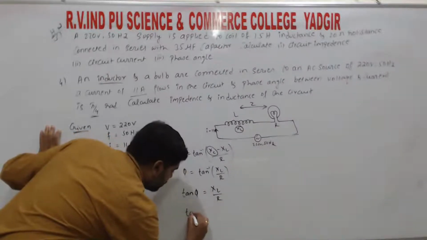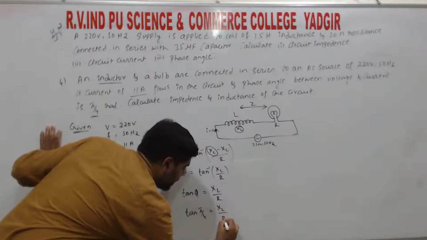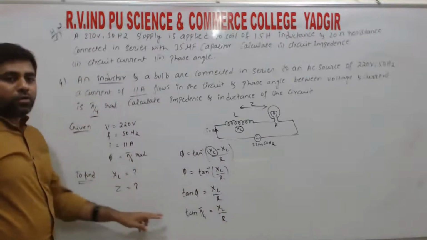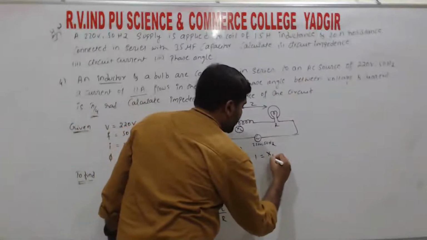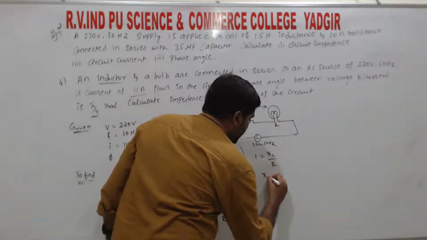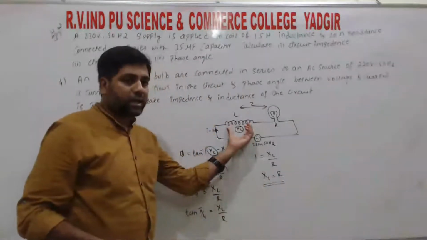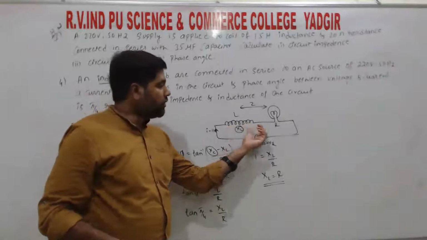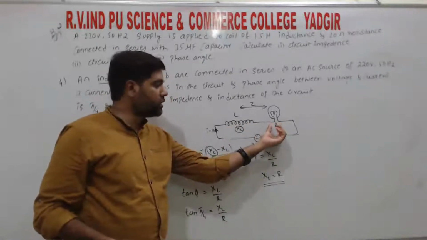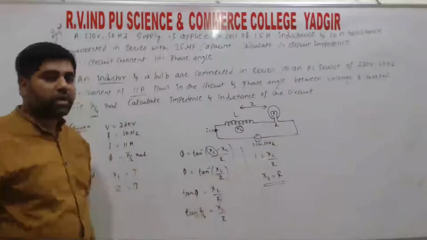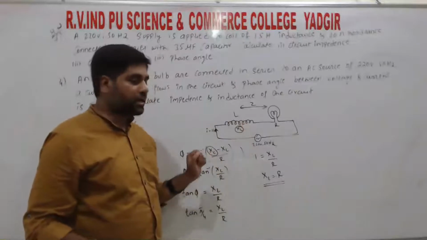Since phi is known, tan pi/4 is equal to XL by R. So tan 45 degrees is 1, right? So 1 is equal to XL divided by R, then XL is equal to R. That means whatever value the inductor offers, the same value will be offered by the resistance in the bulb. That is not inductance, it is inductive reactance, right?